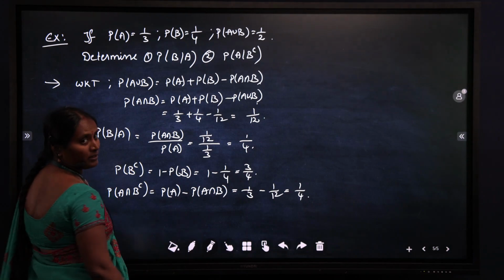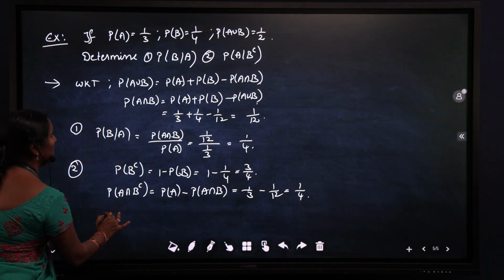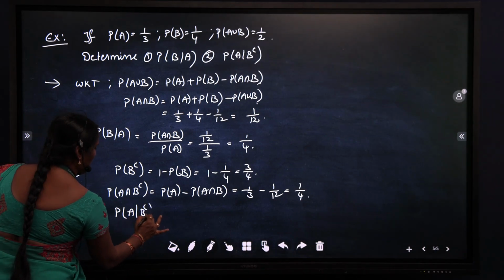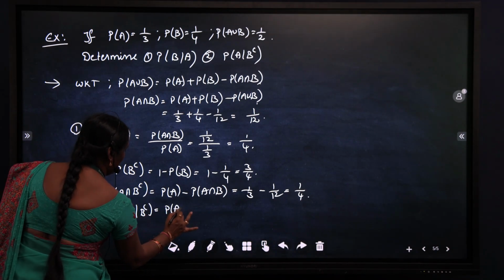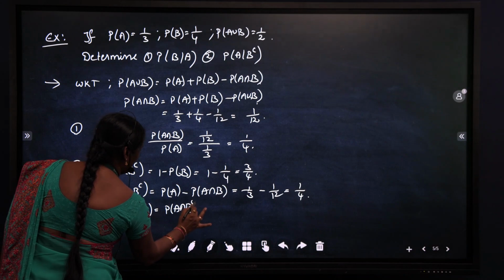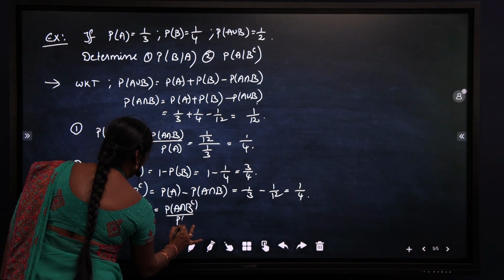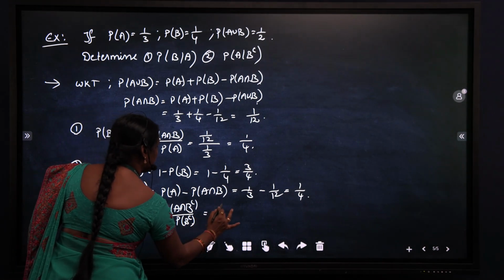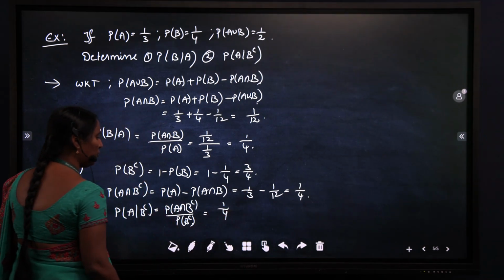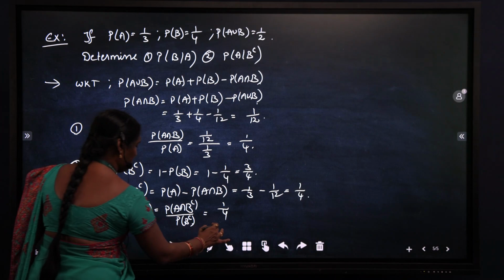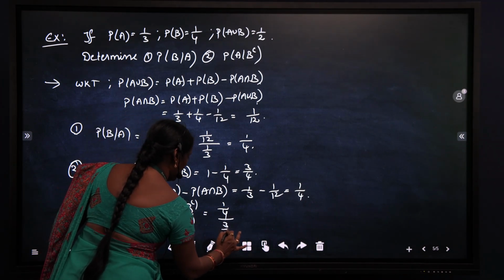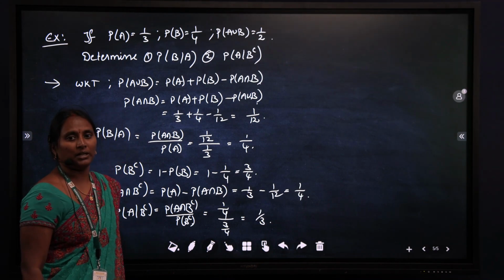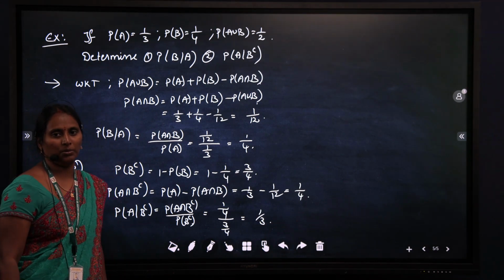Now substitute in the second question. P of A given B complement is equal to P of A intersection B complement by P of B complement. We already got the value of A intersection B complement as 1 by 4, and P of B complement is 3 by 4. So 1 by 4 divided by 3 by 4 is equal to 1 by 3, which is the solution for this problem. Thank you.